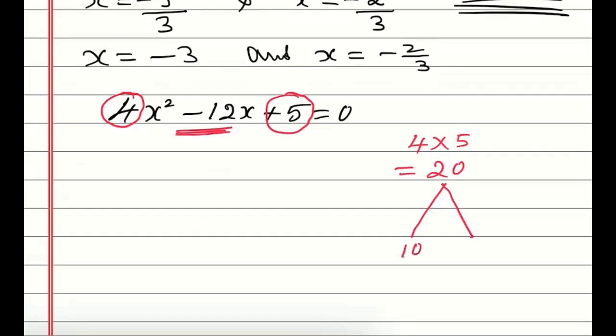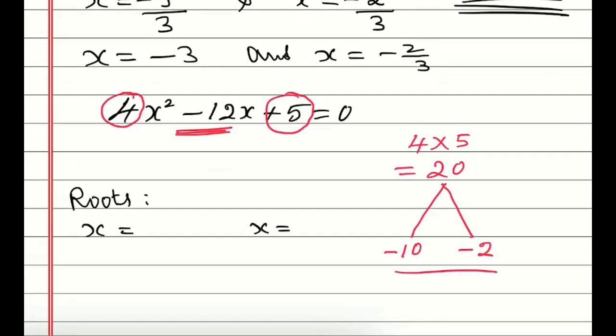So if I write 10 times 2, that is 20. 10 and 2 are the factors, but the sum must be minus 12. For that, we shall take the values as minus 10 and minus 2. So now their product is 20 and their sum is minus 12. So we can write the roots directly, or x equal to.